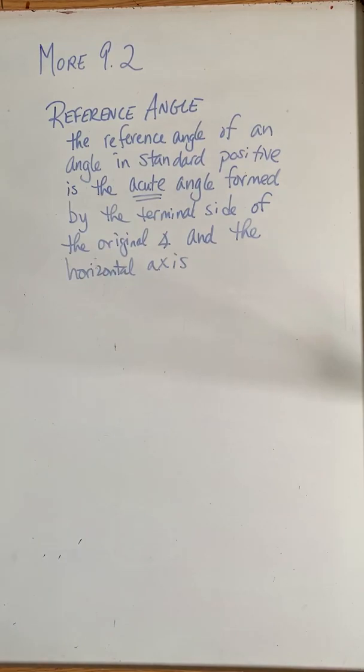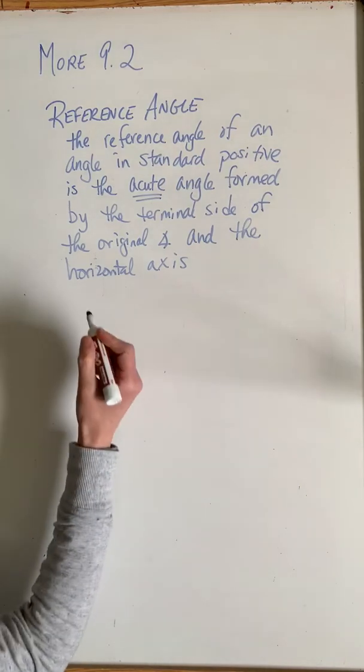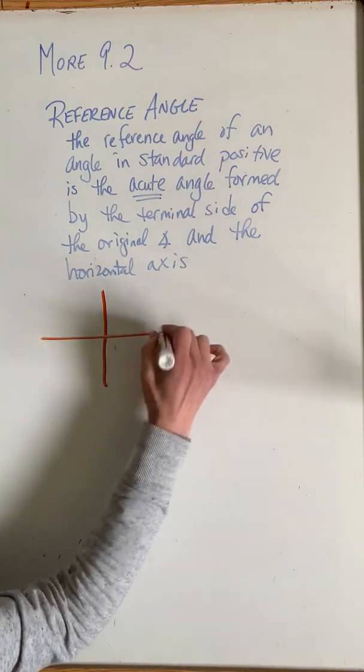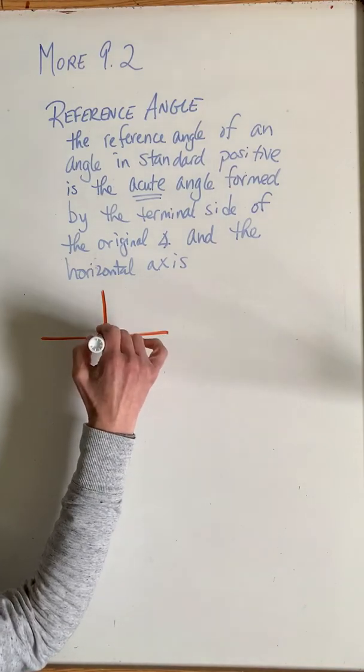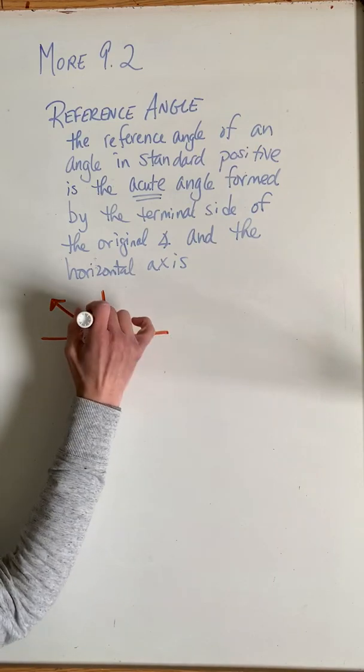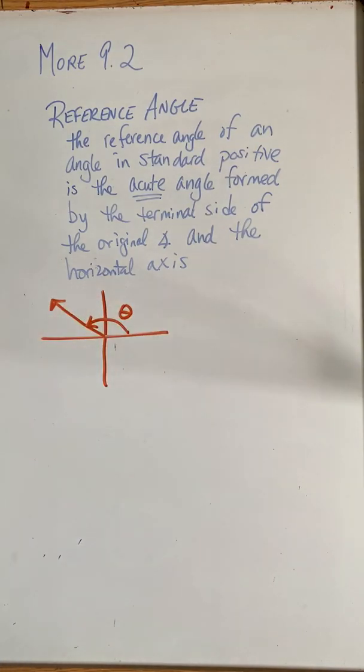Okay, so let's translate that to English for ourselves. All right, so let's say that we have an angle, let's just make our angle somewhere over here. Let's say that this is our angle theta. All right, so let's just think about where the actual reference angle is itself based on the definition, and then we'll talk about how we can find the measure.